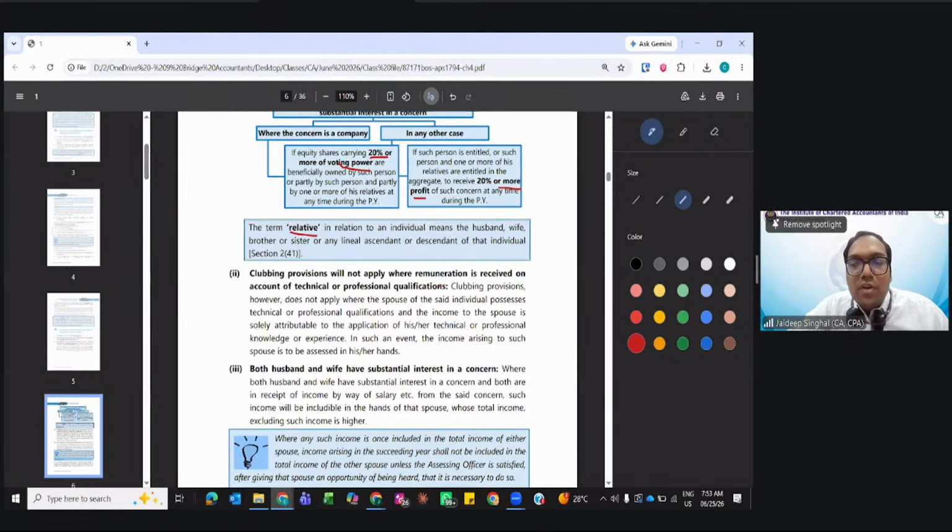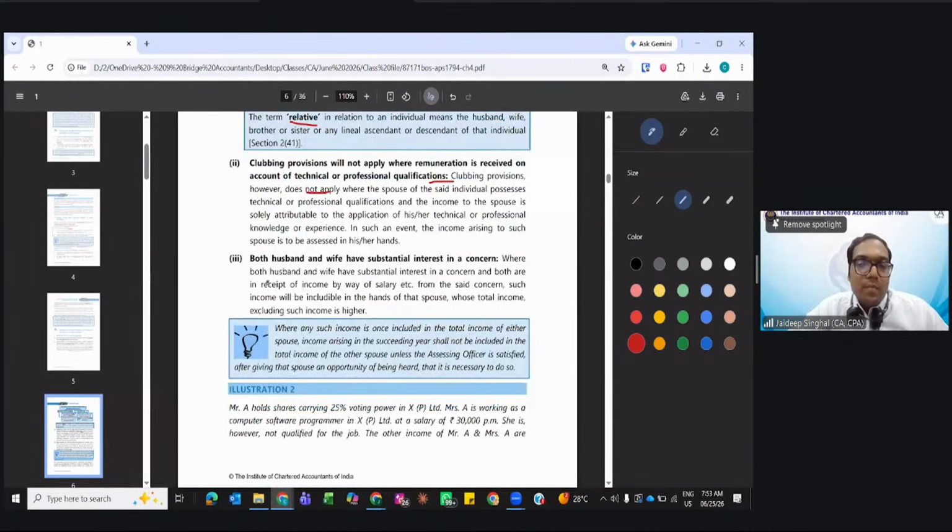Clubbing provisions will not apply where the spouse of the said individual possesses technical or professional qualification and the income is solely attributable to the application of his or her technical or professional knowledge or experience. In such an event, income arising to such a spouse is assessed in his or her hands. Clear? Both husband and wife.